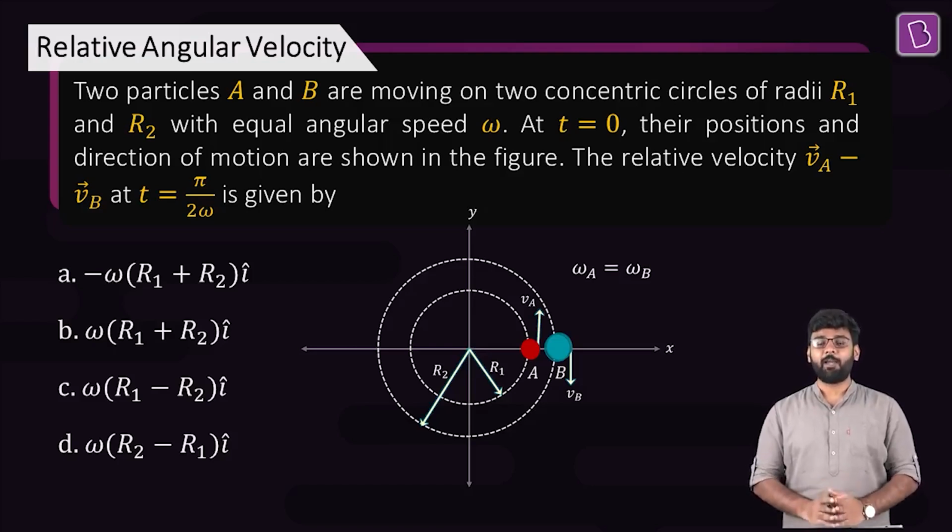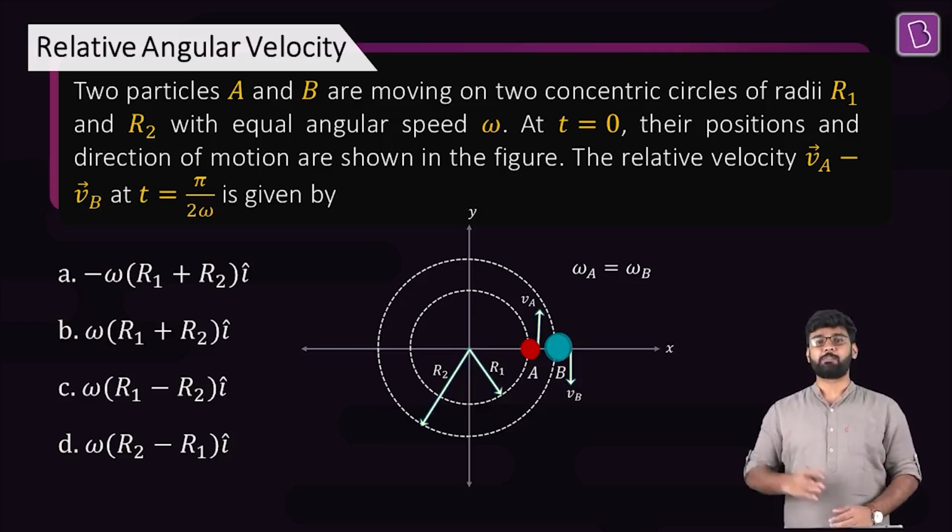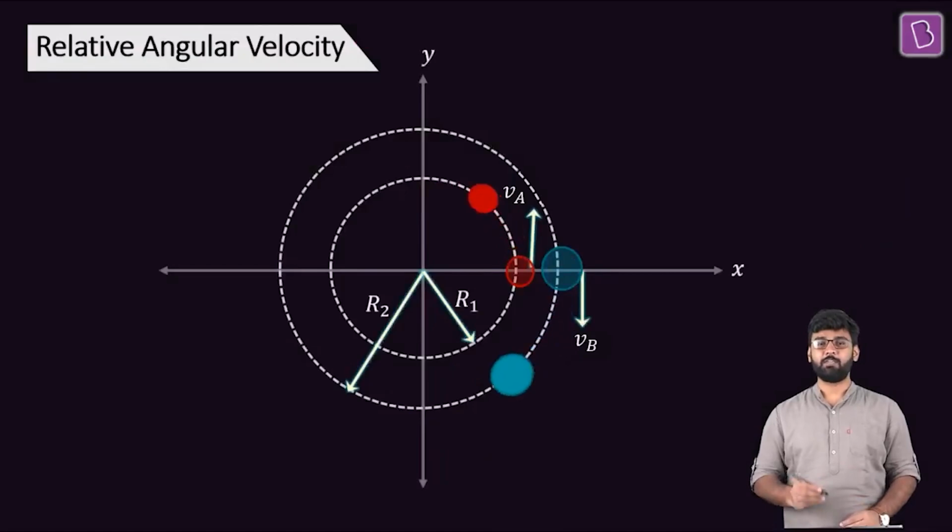And we have to find the relative velocity of these two particles at t equals pi by 2 omega. So we have to find VA minus VB, and VA minus VB is the relative velocity of A with respect to B, that we already know. So now let's see how these two particles are moving on these two concentric circles. So this is the motion of these two particles.